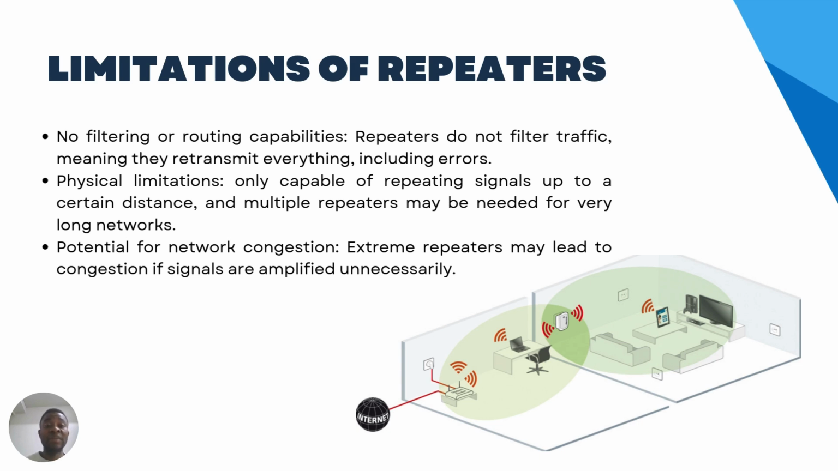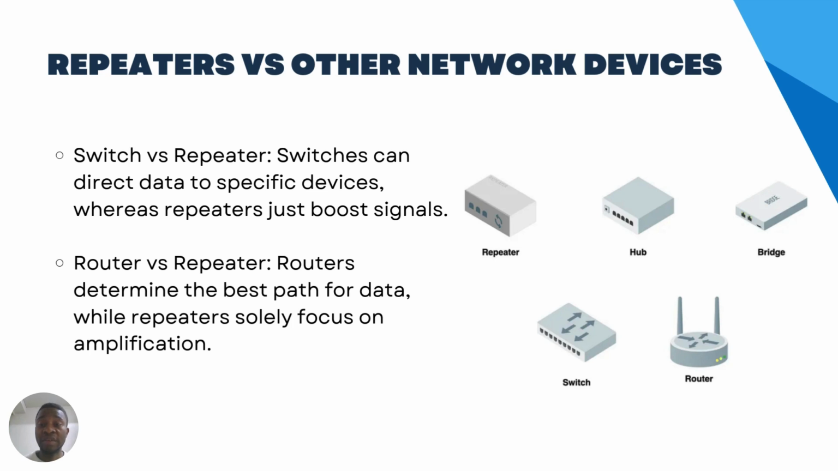The next are the limitations of repeaters. So the limitations: repeaters do not filter traffic, meaning they retransmit everything including errors. They are only capable of repeating signals up to a certain distance, and multiple repeaters may be needed for very long distances. And the last one is the potential for network congestion. So too many repeaters may lead to congestion if signals are amplified unnecessarily.